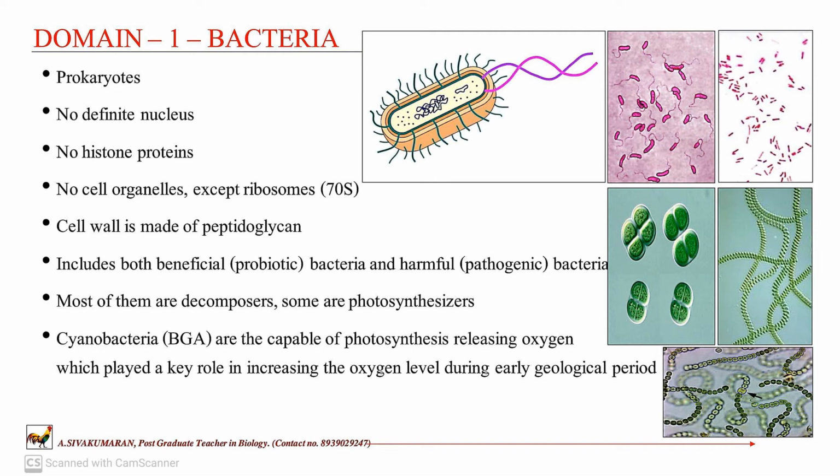Their cell wall is made up of peptidoglycan; normally in higher organisms it is made up of cellulose, but here it is made of peptidoglycan, and most of them are decomposers. Very few are photosynthesizers. An example for photosynthesizers is cyanobacteria.